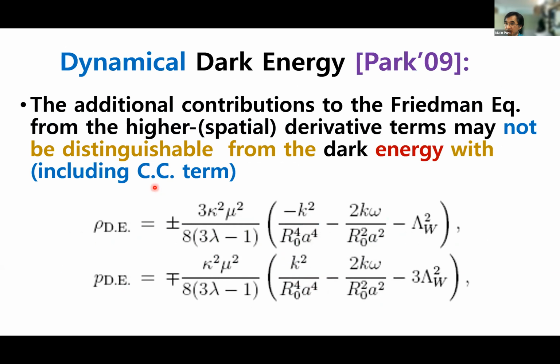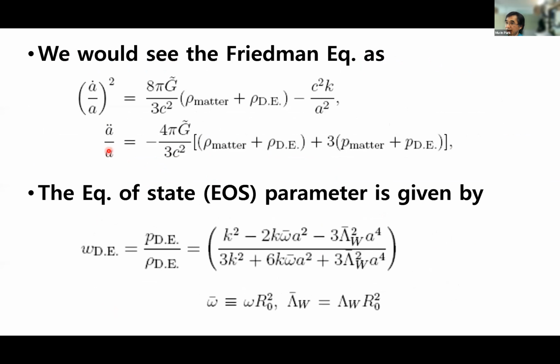Now let me return to the background. In the background, the additional contribution to the Friedmann equation from the higher derivative terms may not be distinguished from dark energy by definition. Here I include the cosmological constant term. Then rho and P of dark energy can be read simply in this way, and the Friedmann equation can be written by introducing dark rho and P. Since we have rho and P, we can calculate the equation of state of this dark energy, which depends on K, omega, lambda, and also a. So that means this is dynamical.